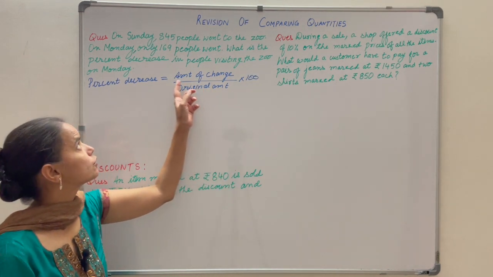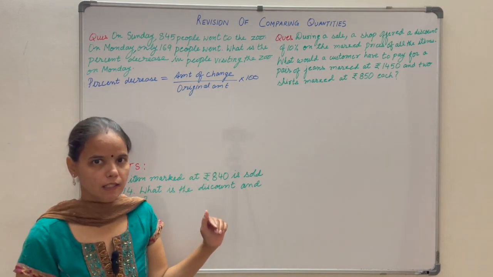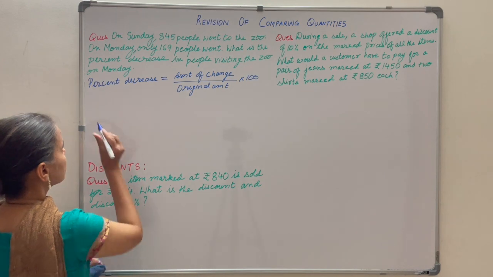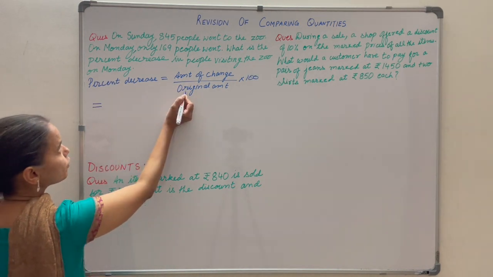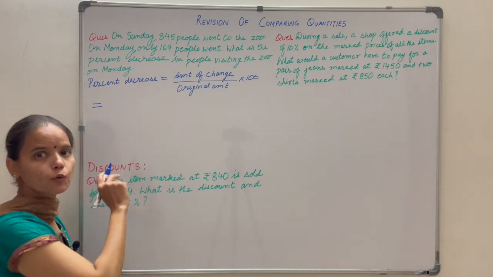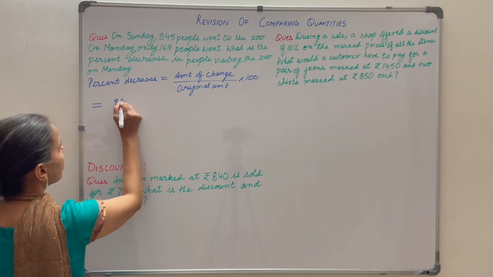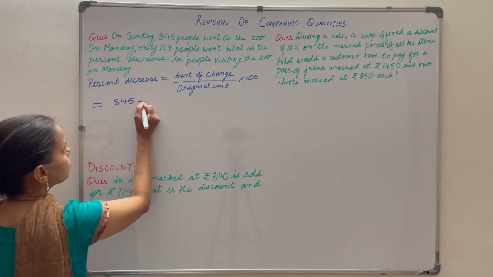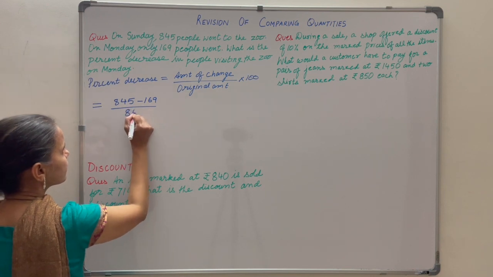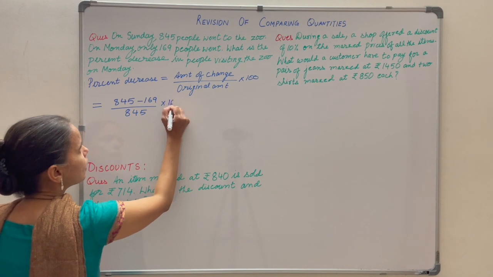Here they are asking you about the percent decrease. So amount of change here is decrease. So let us calculate the percentage decrease. So percentage decrease is amount of change. That is, initially it was 845, it reduced to 169. So how much is the decrease? 845 minus 169 upon 845, that is your original amount, into 100.